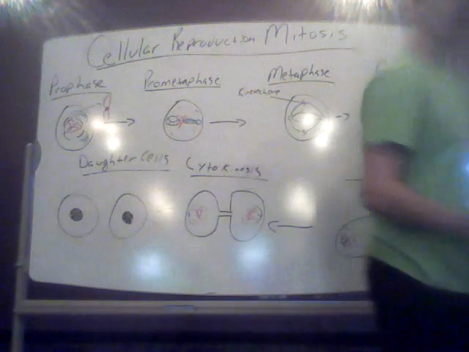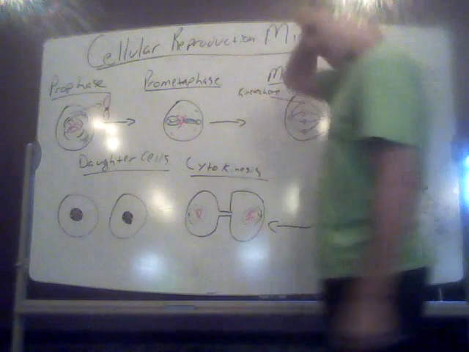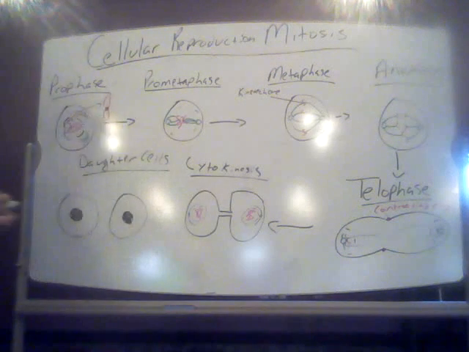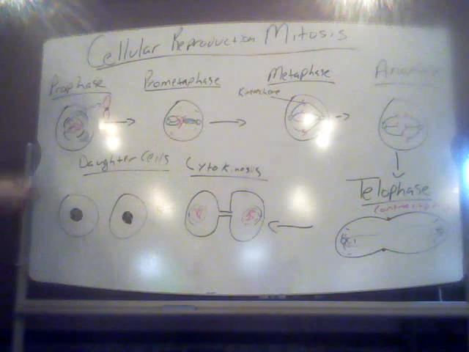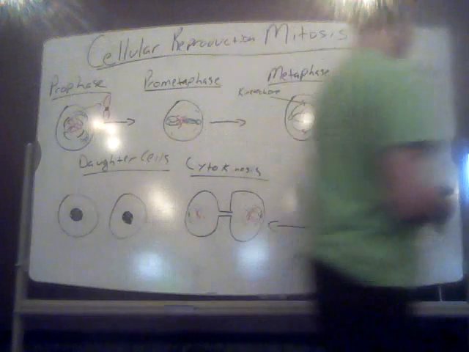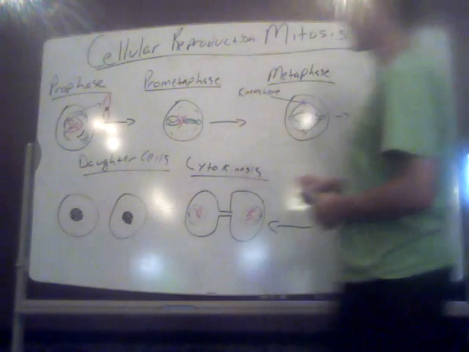the M phase. Okay. Now, basically, what you're going to see here is a systematic way of the cells dividing and making a copy, an identical genetic copy of itself. All right. First, we start out in prophase.